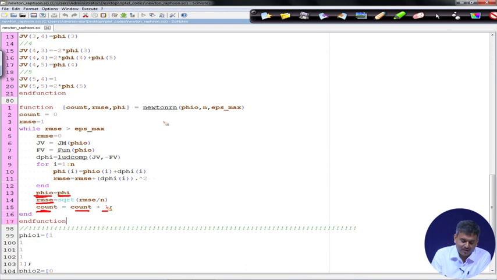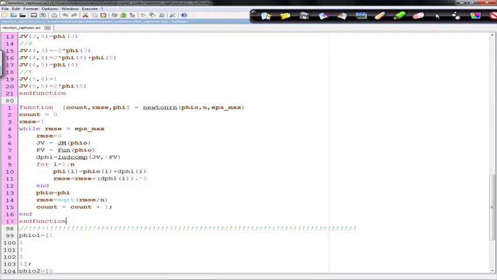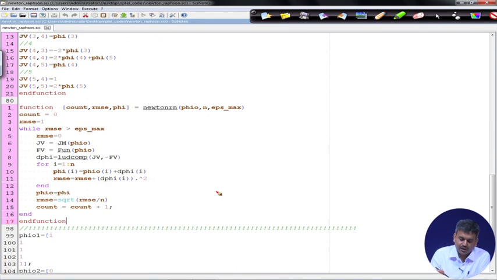So, you can see that 1, 2, 3, 4, 5, 6, 7, 8, 9, 10, 11, 12, 13, 14, 15. So, 15 lines are required to write this Newton-Raphson algorithm. Now, we can solve it easily using Newton-Raphson.